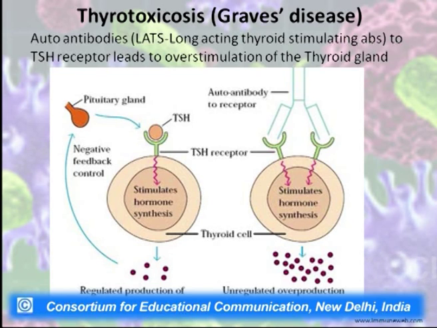Now, of course, once these thyroid hormones are produced, there is a negative feedback control. If there is more thyroid hormone, it will produce a negative feedback control and tell the pituitary to produce less TSH. However, in case of Graves disease, what happens? There is an autoantibody present which binds to the TSH receptor and mimics what TSH is doing. So, more stimulation of the thyroid gland will stimulate more synthesis of hormone. Of course, there is no regulation here, there is no feedback regulation. So, more and more thyroid hormone is produced.